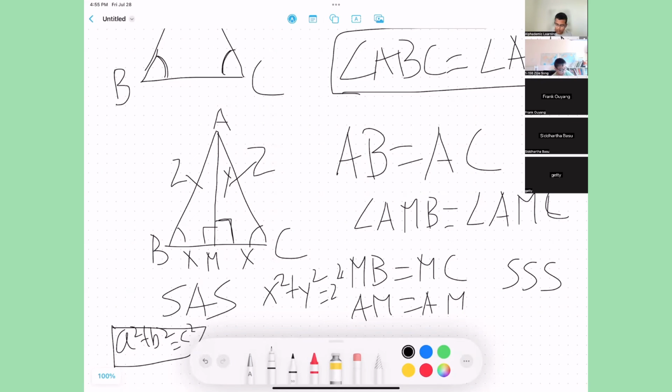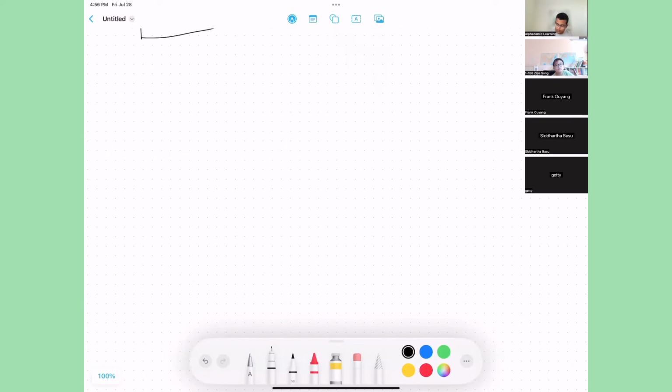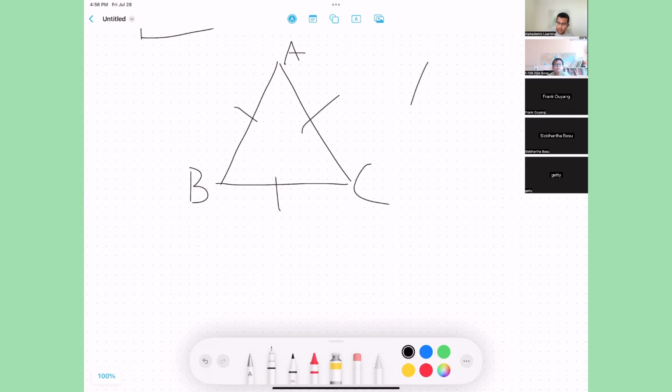Okay, so I guess we'll have time for one more. Let's discuss another type of triangle. I'm pretty sure you guys have heard of this as well. Another type of isosceles triangle is an equilateral triangle. Not a very accurate drawing. ABC. In an equilateral triangle, all the sides are the same. So AB equals BC equals AC.